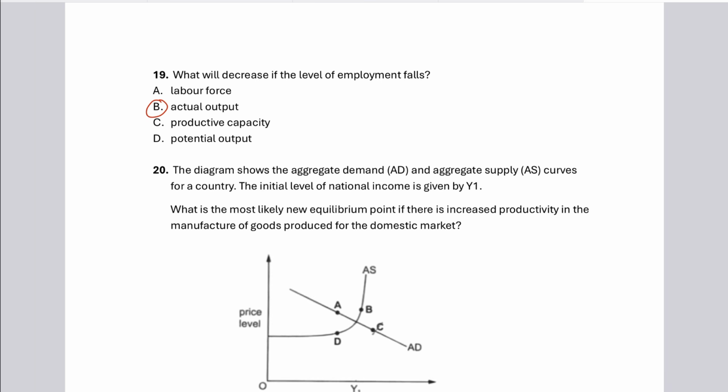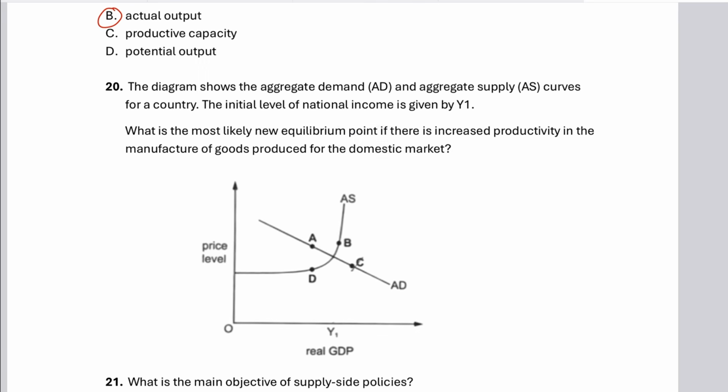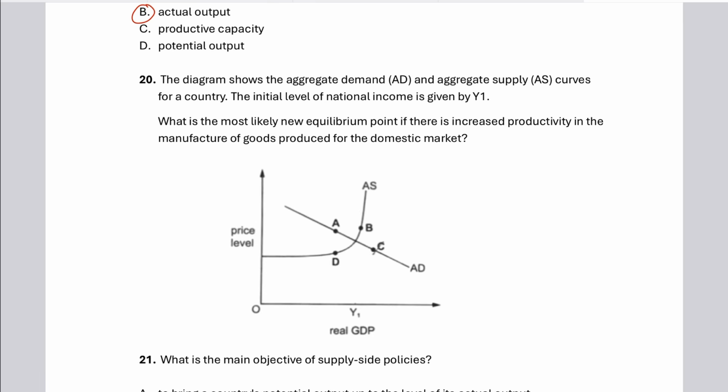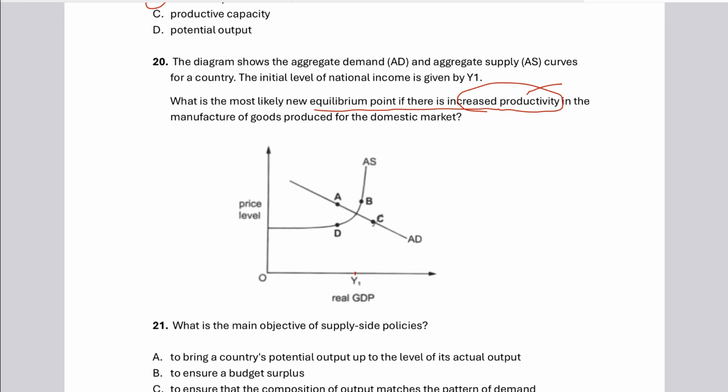Question number 20 says the diagram shows the aggregate demand and aggregate supply curves for a country. The initial level of income is Y1. What is the most likely new equilibrium point if there's an increase in productivity, in the manufacture of domestic goods? Productivity is a supply side factor. So if you increase productivity, your aggregate supply has to shift outwards. Your aggregate supply curve will shift like this, AS1 to AS2, which makes C the correct answer, guys.